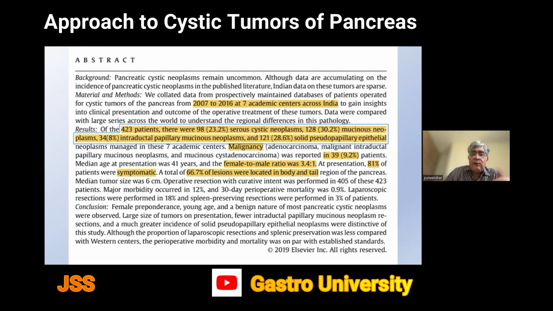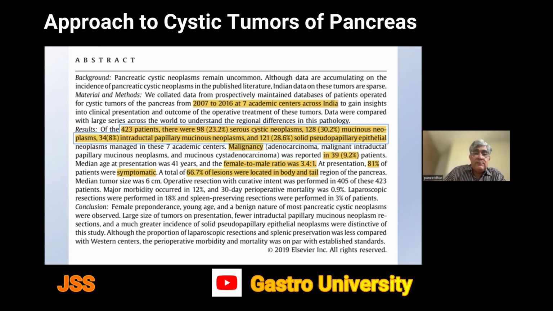Beyond this also, I've found a lot of studies, a lot of case reports in all our conferences, where they present SPENs as a rare diagnosis. It's not rare. Malignancy was found in a little less than 10%. And they could be both adenocarcinoma or malignant IPMNs or mucinous cystadenocarcinomas. So wherever there's a doubt of malignancy, we must resect it.